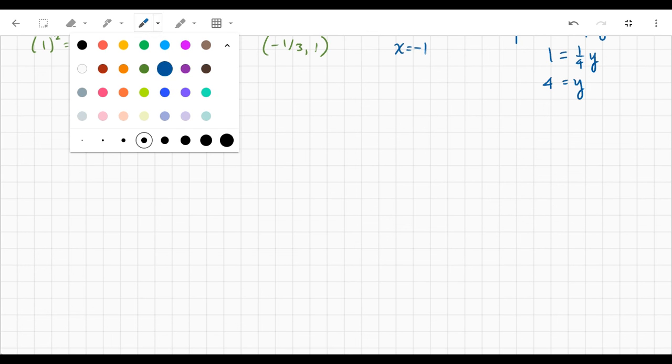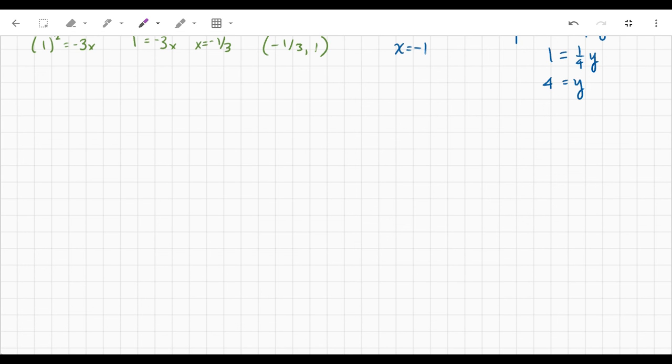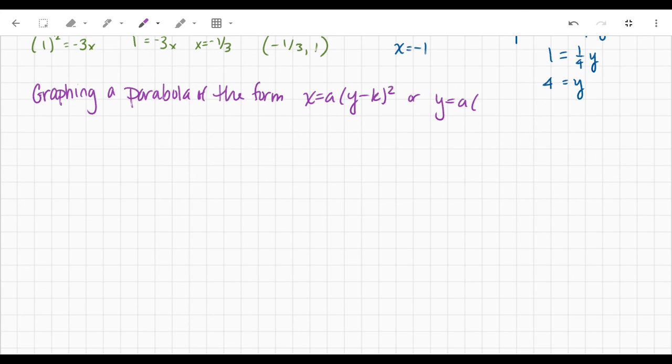We have a little addition to this one. So graphing a parabola of the form x equals a times (y minus k) squared plus h, or y equals a times (x minus h) squared plus k.